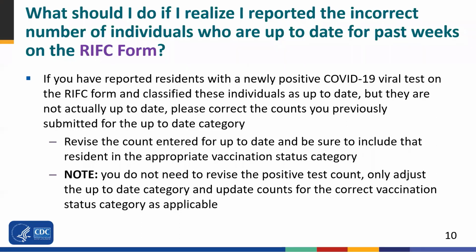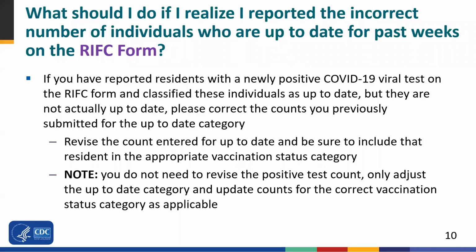So the Resident Impact and Facility Capacity pathway, again, also known as RIFC, that's how we'll refer to it, collects counts for residents with a newly positive SARS-CoV-2 viral test result. And of the residents that have been included in the positive test count for the reporting week, this pathway will also collect vaccination status for those individuals. So this pathway is reporting positive COVID-19 test counts for residents, and then of those residents who are positive, you then will report vaccination status.